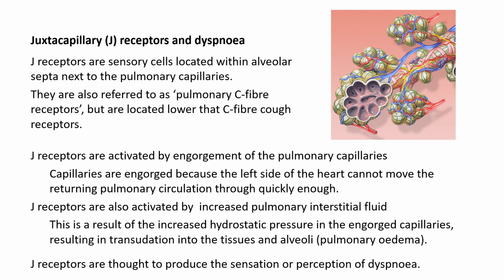J receptors are now thought to produce the sensation or perception of dyspnea. When they're activated, they make the person aware that they have breathing difficulties, that there's a problem. A lot of this is about the balance of the awareness of difficulty and the ability to compensate for that problem. It's a very fine balance. There are quite a few articles on it if you want to read up on it.